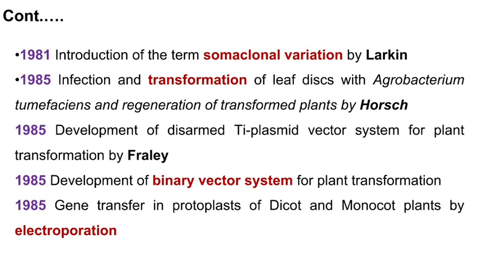In 1985, infection and transformation of leaf disc with Agrobacterium tumefaciens and regeneration of transformed plants by Horsch. So, the Agrobacterium mediated method of gene transfer is nowadays used widely in tissue culture and transgenic plant production. In 1985, development of disarmed Ti plasmid vector system for plant transformation by Fraley. In 1985, development of binary vector system for plant transformation. In 1985, gene transfer in protoplasts of dicot and monocot plants by the electroporation method. Electroporation is one of the direct gene transfer methods.